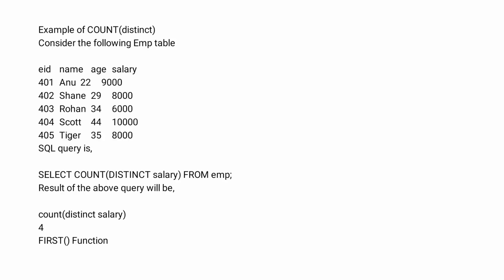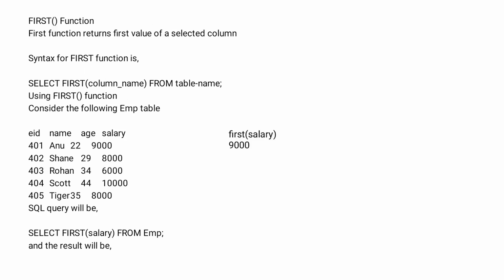By using distinct we can avoid the repeated values. So the count of distinct salary is 4. We can use the distinct keyword to avoid the repeated values. In that table 8,000 is repeating, so the first four members are displayed as output.